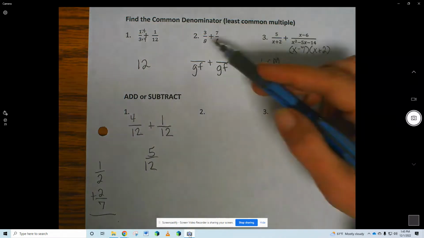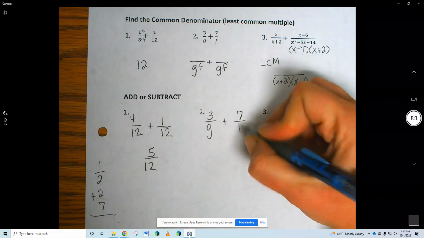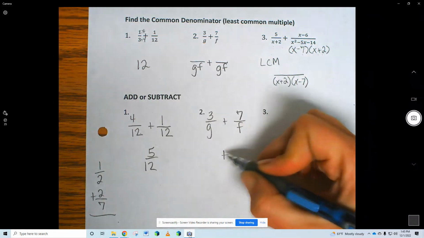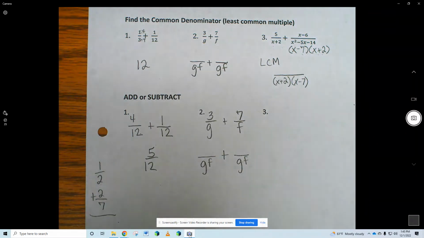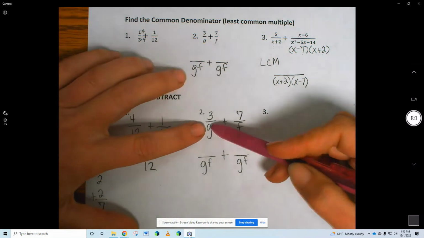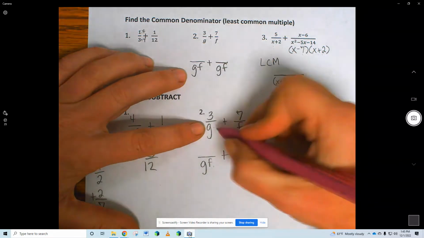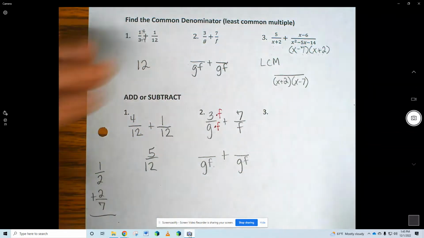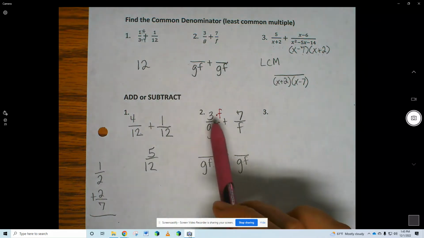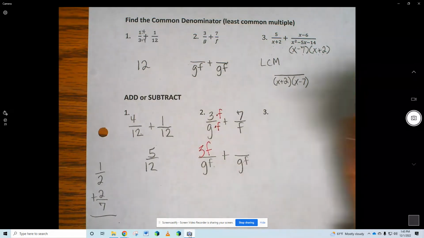Number 2. I'm going to rewrite it. So my common denominator was both denominators, GF. All right, let's do colors. What did I do to a G to get GF? It already has G in the denominator, but what? Multiply by F. So I'm going to multiply the denominator by F and the numerator by F. You're basically multiplying by whatever the denominator doesn't have. So I'm going to multiply and get 3F for my new numerator.